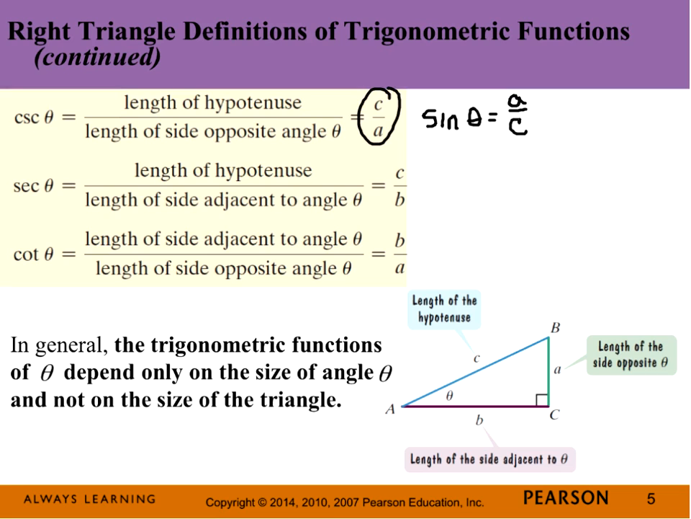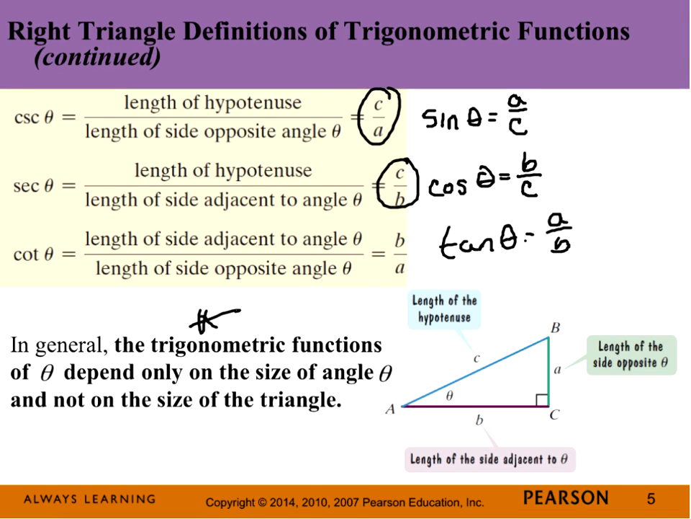And secant goes with cosine. So the cosine of theta is given by B over C. And the inverse of cosine, which is the secant, is given by C over B. And then finally, we have the tangent of theta, which in our drawing is given by A over B, and then the inverse, cotangent, is given by B over A. Once again, don't forget, it doesn't matter the size of the triangle, it matters the size of the angle theta that you're dealing with.